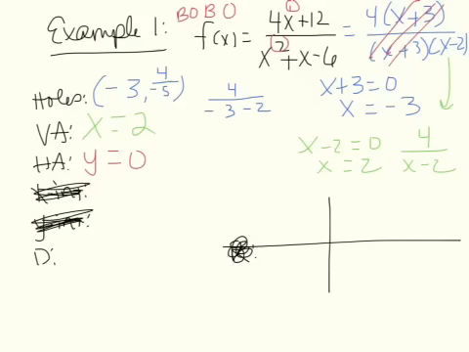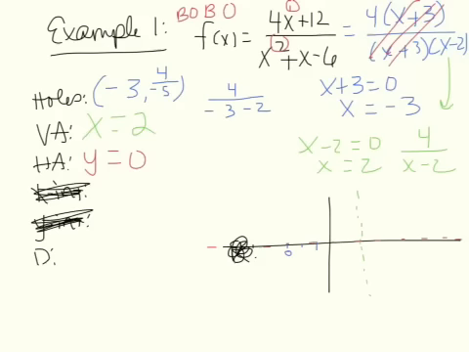Okay, so what I do know is that I have my vertical asymptote at x equals 2. So I'm going to draw that right there. That's about 2, x equals 2. And I have a horizontal asymptote at y equals 0. So that's right on the x-axis line. And then I have a hole at negative 3, negative 4/5. So 1, 2, 3. It's about right there. It's not exact, but that can be how we draw it.